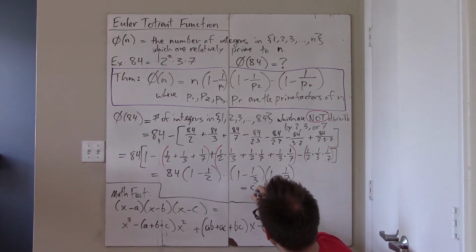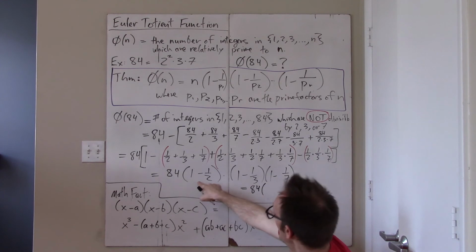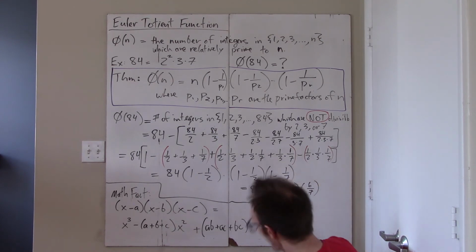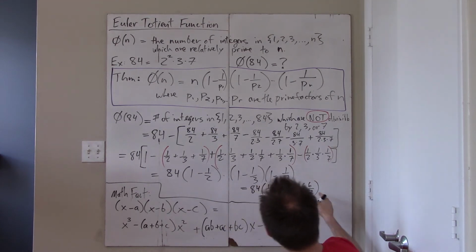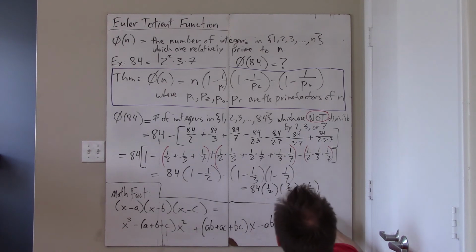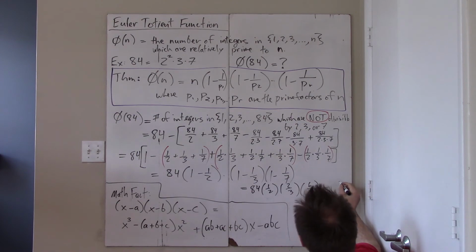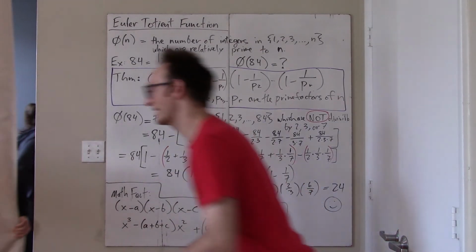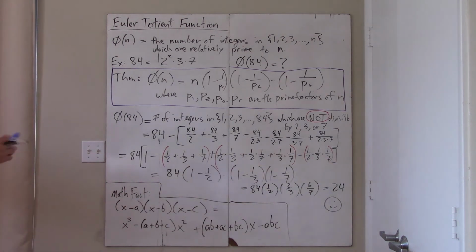Let's just finish this computation though. That's of course 1/2, and that's of course 2/3, and that is of course 6/7. Okay, so what you get when you multiply all these numbers together is, well, you just get 24. Okay, why does this make complete and total sense?